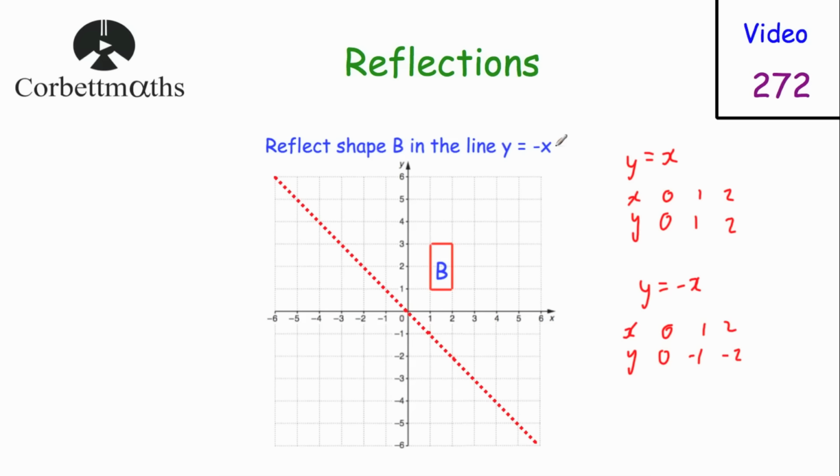So it's very important in M7 to know what the lines y equals x and y equals -x look like, so that whenever you're doing reflections, you can draw them really quickly and easily. Now to reflect the shape in that line, it's quite easy. We just count the diagonals. So let's look at each corner.